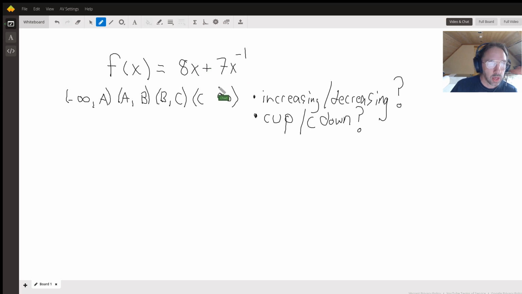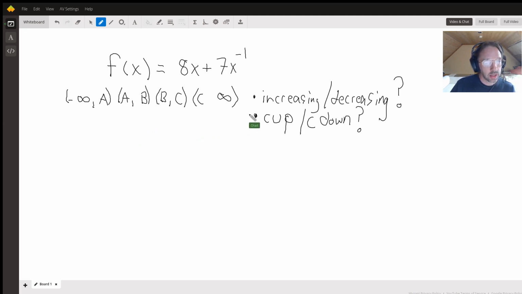F of x is equal to 8x plus 7 over x, and then over these intervals is it increasing or decreasing? And over some intervals is it concave up and concave down? We're also told that the points A and C are critical points, and B is not defined. So know that there's an asymptote or something like that in the middle at B.